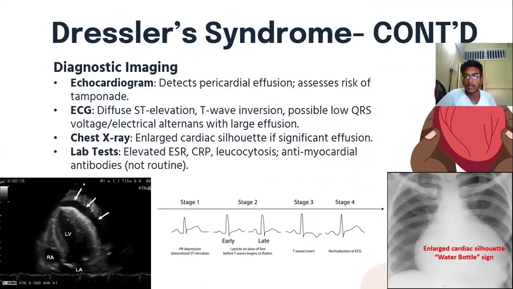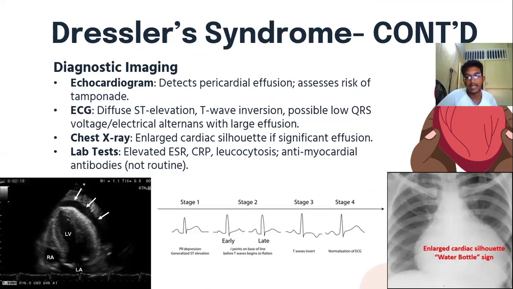Continuing on with Dressler syndrome, we have diagnostic imaging now. So the diagnosis of Dressler syndrome is primarily clinical, supported by imaging and laboratory findings. First, we have the echocardiogram. So this is the gold standard imaging tool for assessing pericardial effusion and any resultant cardiac tamponade.